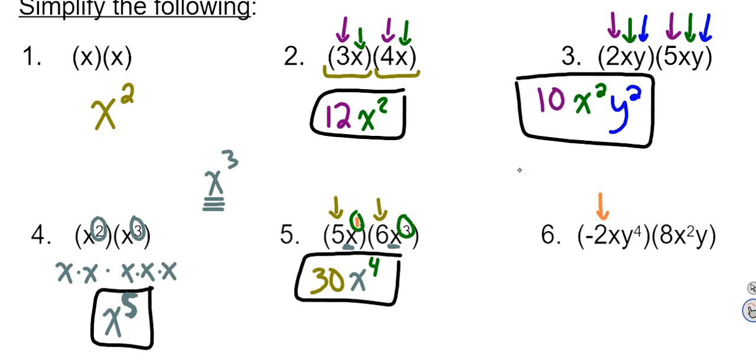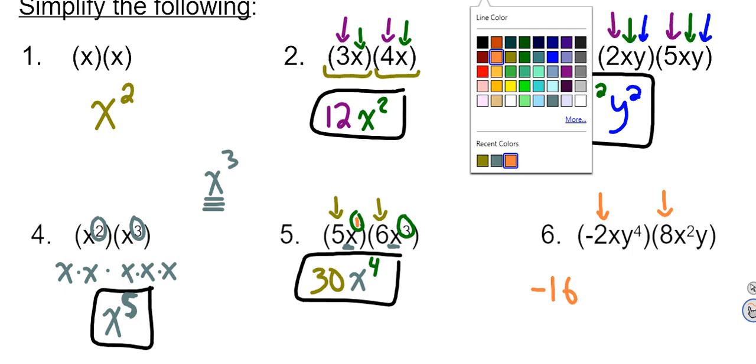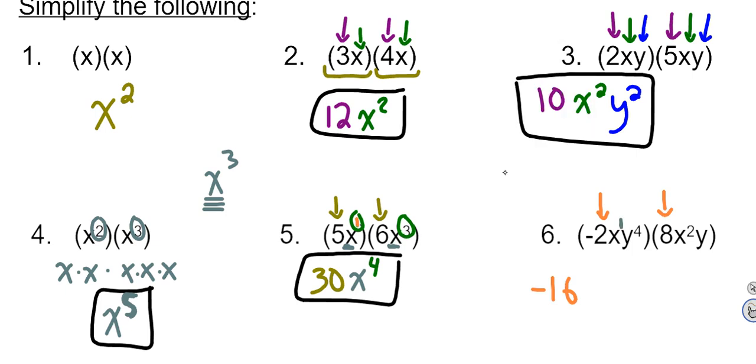So we've got negative 2 times 8. That's going to be negative 16. No new rule there. But when we come to the x's, and I'm going to put a 1 there for the x to the first power times x to the second power is x to the 1 plus 2 is 3. So that's our new rule.